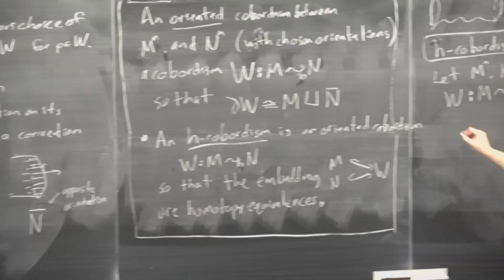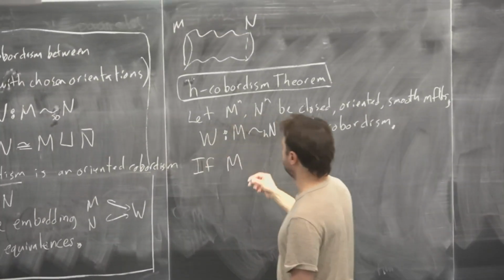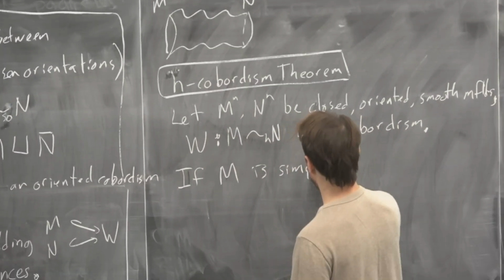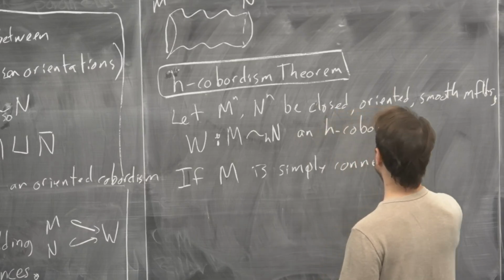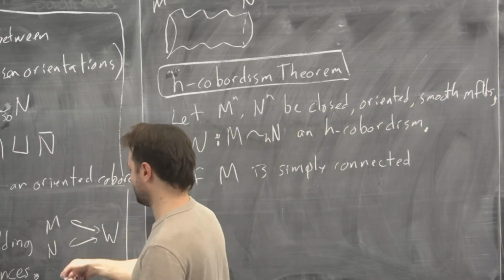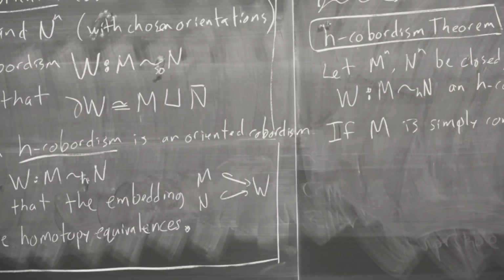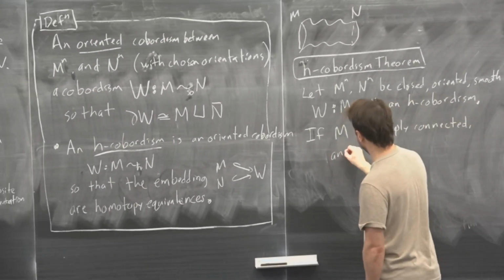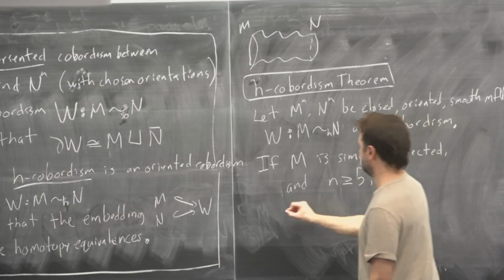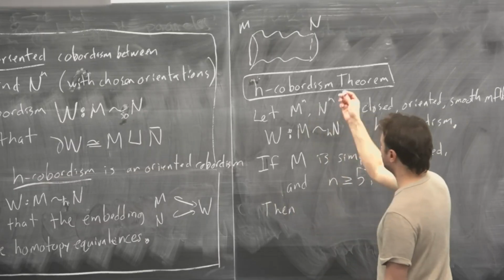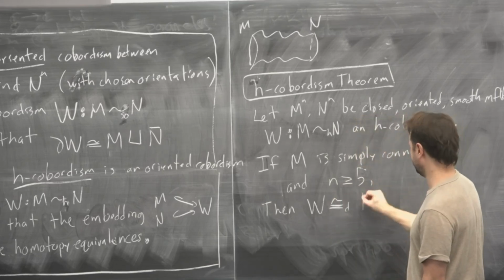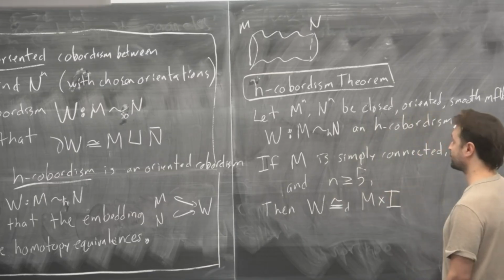Okay, so M, and hence W, and hence N, is simply connected. Because if two manifolds are at the ends of an h-cobordism, then they're automatically homotopy equivalent, because you can just compose the two homotopy equivalences. M is simply connected, and the dimension of N is at least 5. This is what I said about high dimensions. Then your h-cobordism, your wobbly cylinder, is diffeomorphic to an actual cylinder. So it's smoothly equivalent to a cylinder.